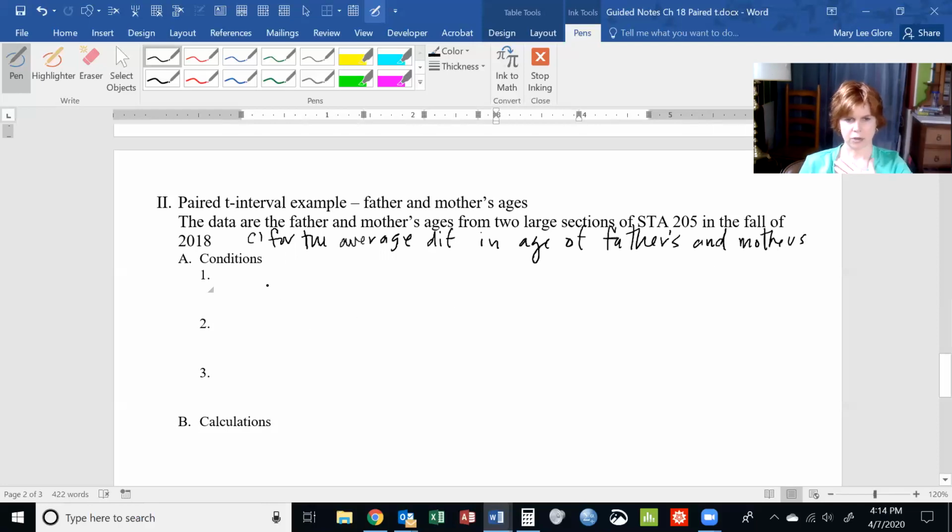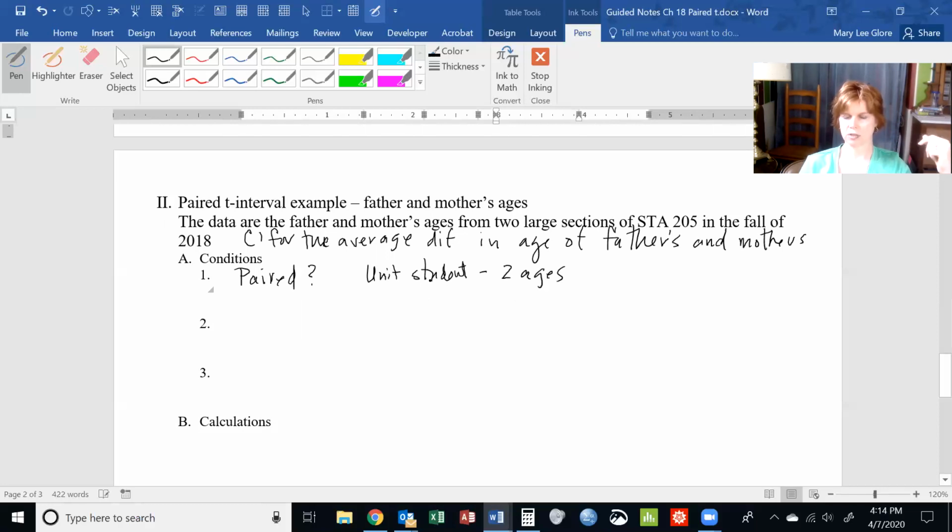Okay, so what are my conditions? First, I have to check. Confidence interval for the average. Okay, so is it paired? All right, so I'm going to have a father and mother. So my unit is a student. Each row is going to be one student, and it's going to have the father's age and the mother's age. So I'm going to have 2 ages associated with the student. So that is paired. I have pairs of parents. All right, so yes, it's paired.